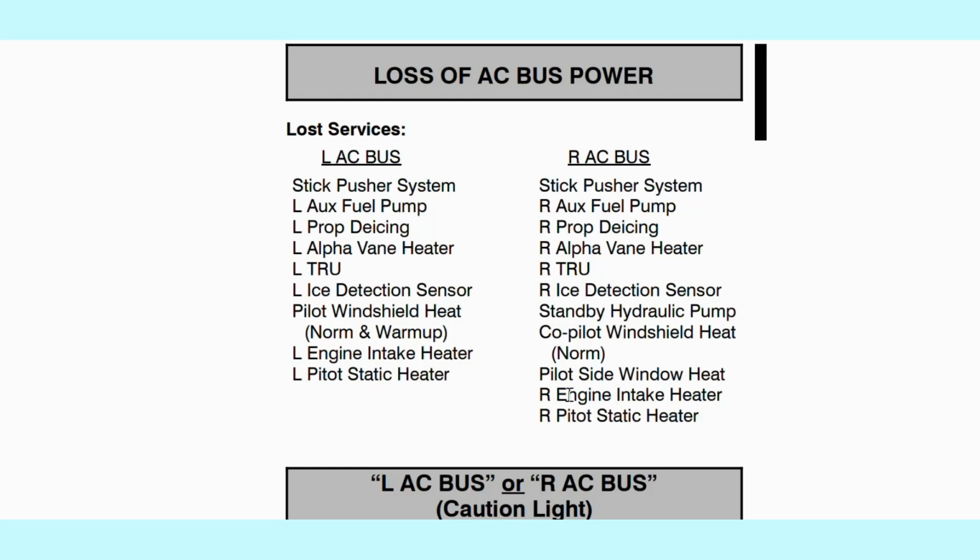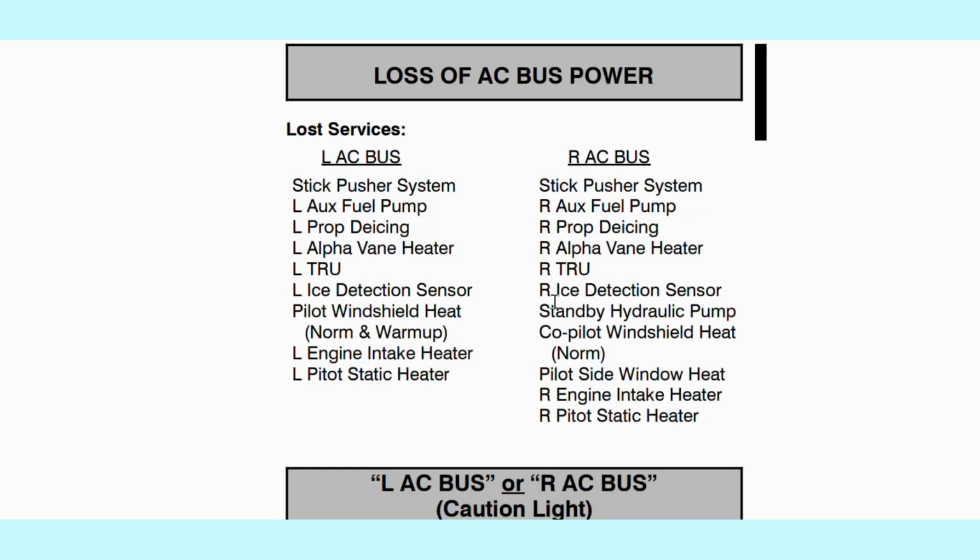But the add-on here is a pilot windshield heat, norm and warm-up, and the add-ons here are the standby hydraulic pump, the co-pilot windshield heat, norm, and the pilot side window heat. So the APATIPE is in all of them, both of them, with the add-ons that you can just memorize and put them into your list. Okay, that's the way I do things, guys. So at least I know what I'm looking at. Okay, that's my system. You might have your own system.